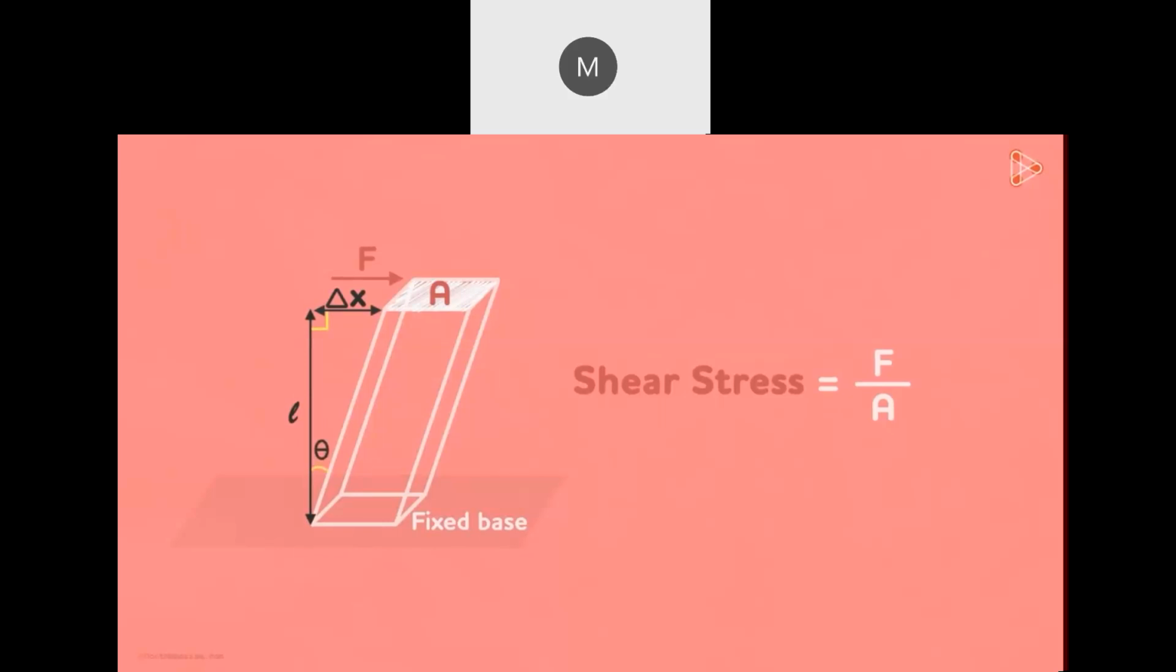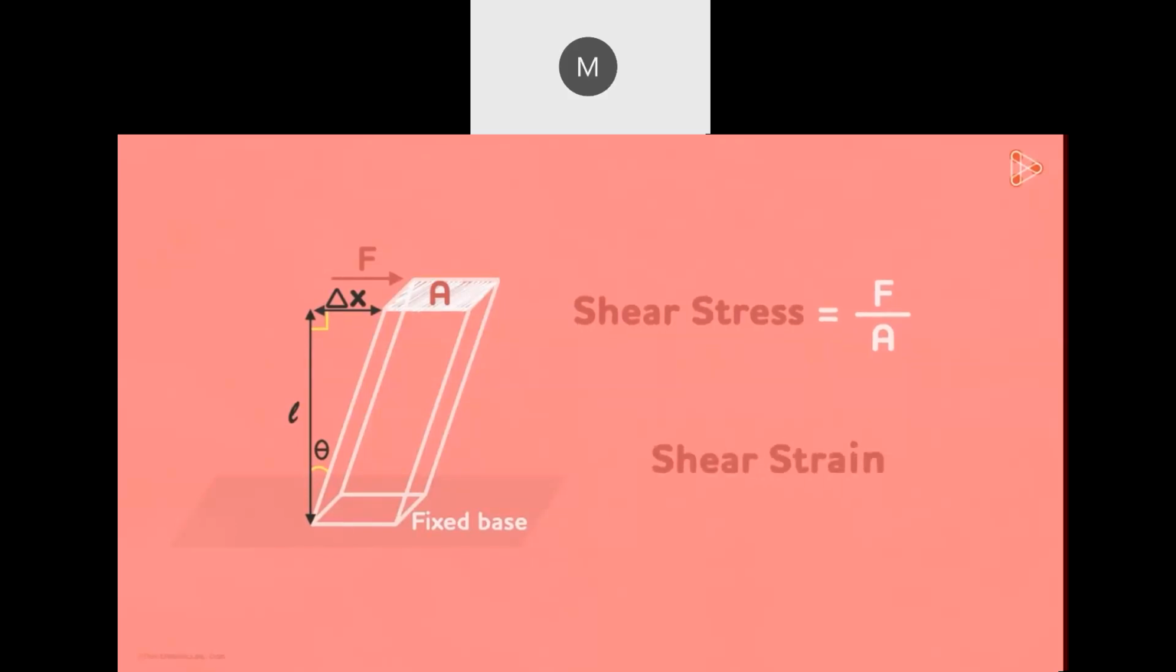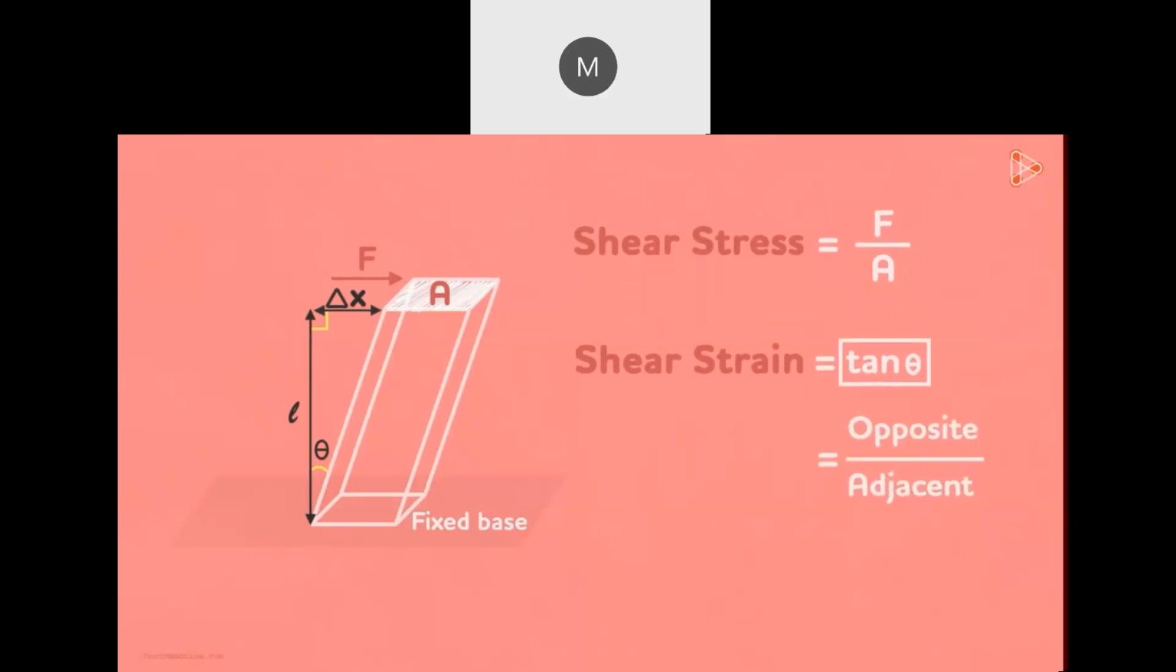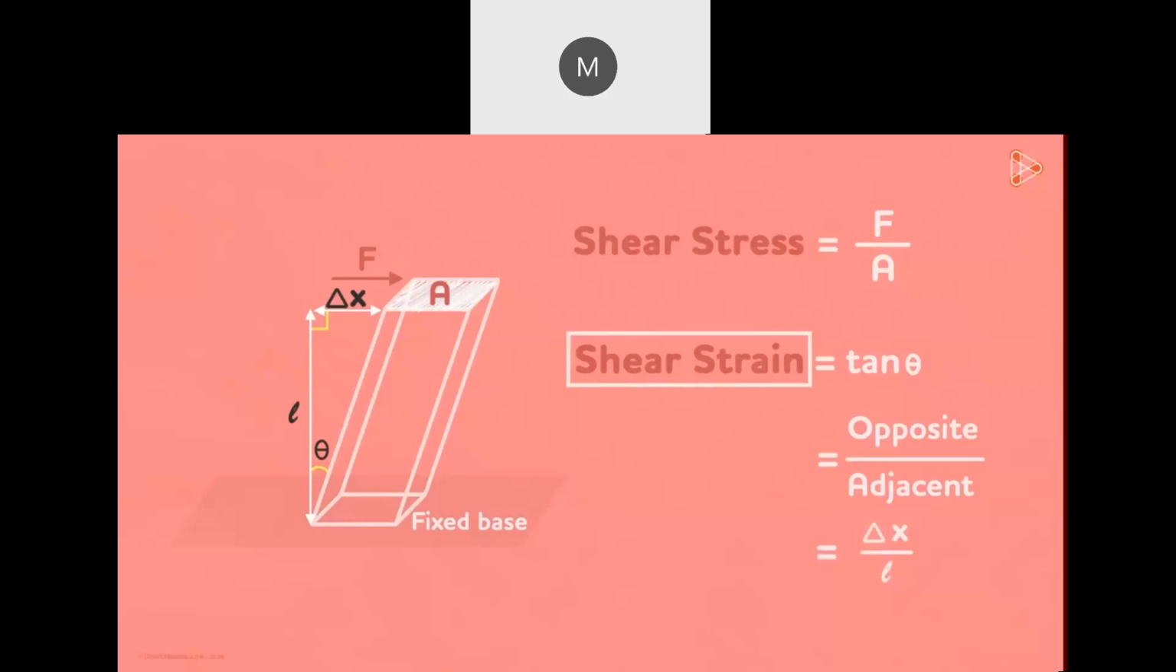With this information in place, let us define what shear strain is. Shear strain is simply equal to the tangent of theta. But what is tan theta? It's the opposite side over the adjacent side. Here, the length of the opposite side of theta is delta x, and the length of the adjacent side is L. So it's equal to delta x over L. That's how shear strain is defined: the length of the deformation at its maximum over this perpendicular length.